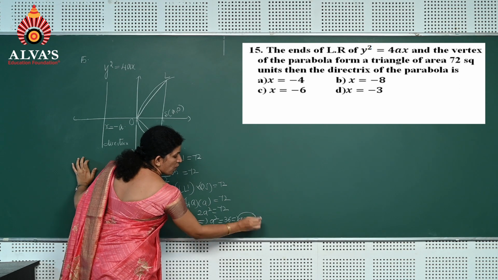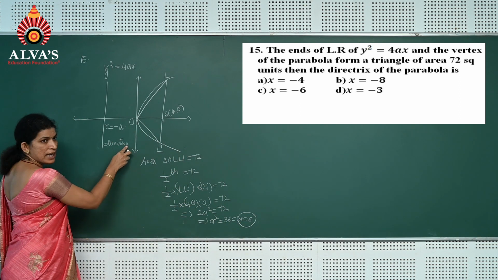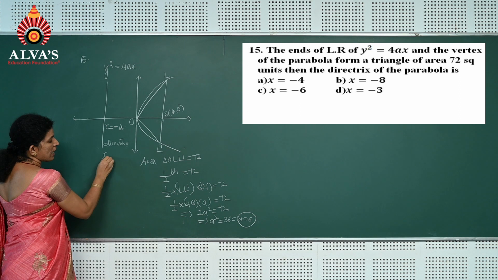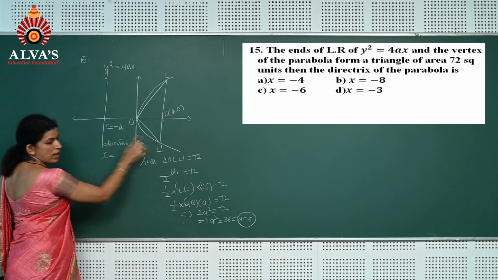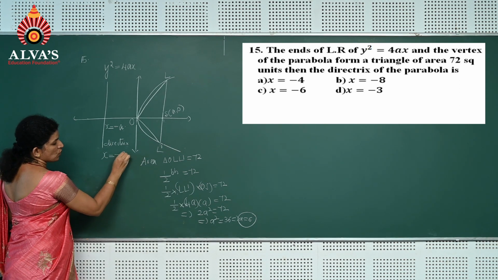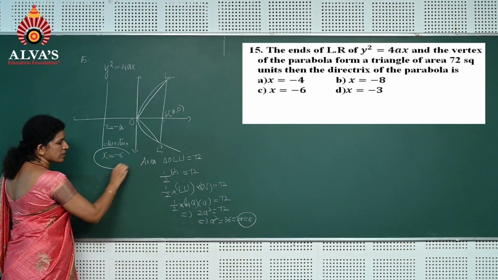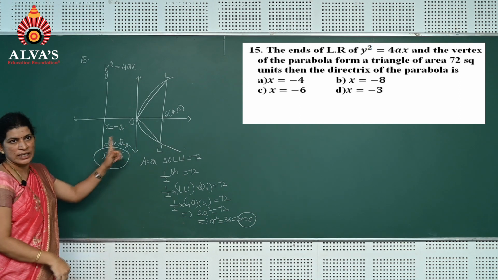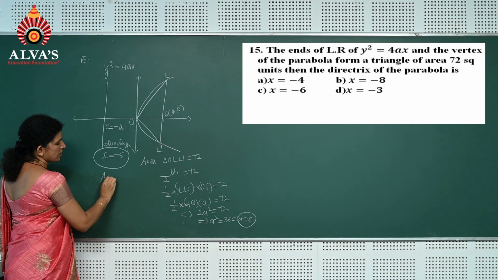So a equal to 6. We want the equation of the directrix. We know the equation of the directrix is x equal to minus a, a is 6, so x equal to minus 6 is the equation of the directrix, so the answer is C.